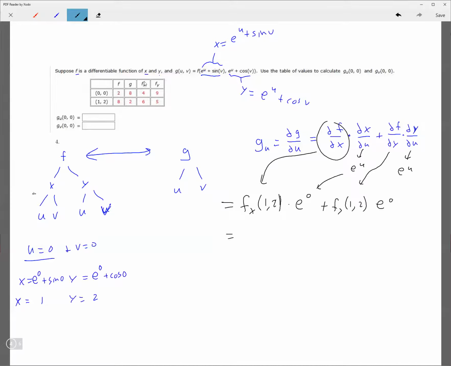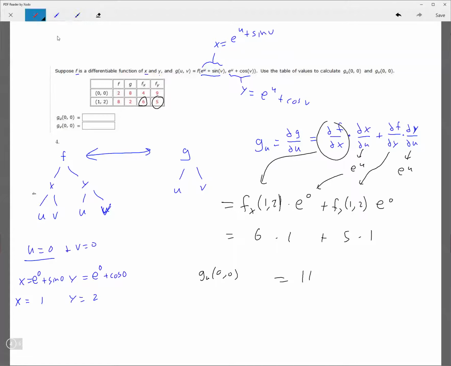Okay, so here, f_x of 1, 2 is 6, and that's 1. And then this one is 5, and that's 1. So it's going to be 11. So g_u of 0, 0 is 11. Okay.